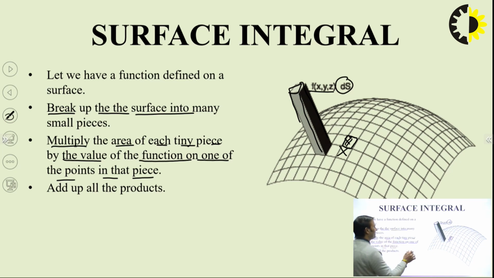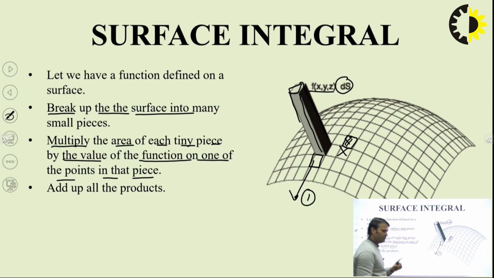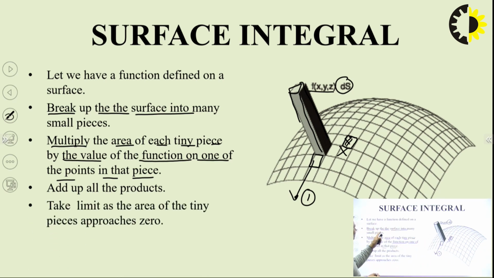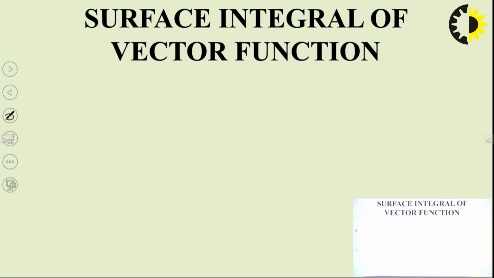So this is basically a very simple process. A surface can be divided into any number of pieces. First of all, we must calculate the value for a single piece. Then we have to add them until all the pieces get covered, right? So this is the process behind the surface integral. We take the limit as the area of the tiny piece approaches 0. The quantity so obtained is called the surface integral. That is the logic behind getting the surface integral.